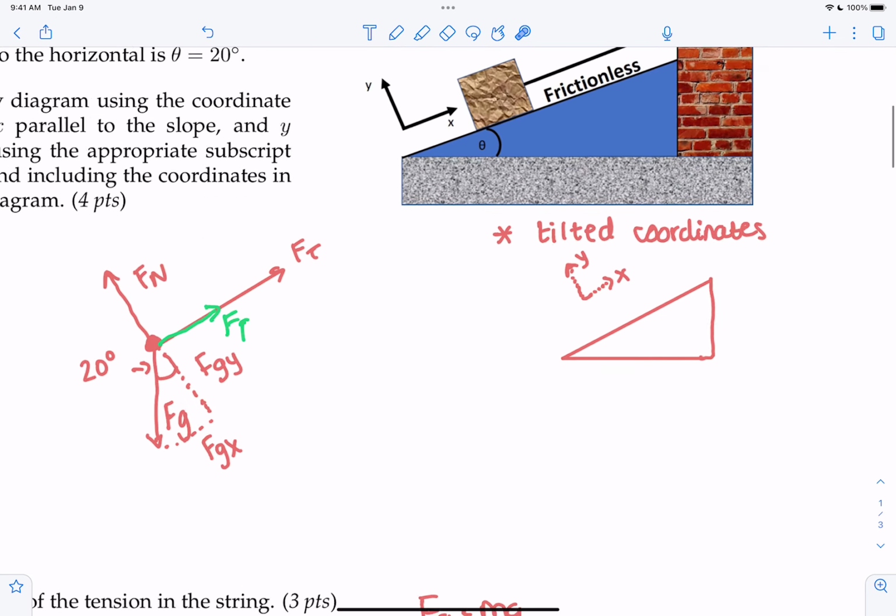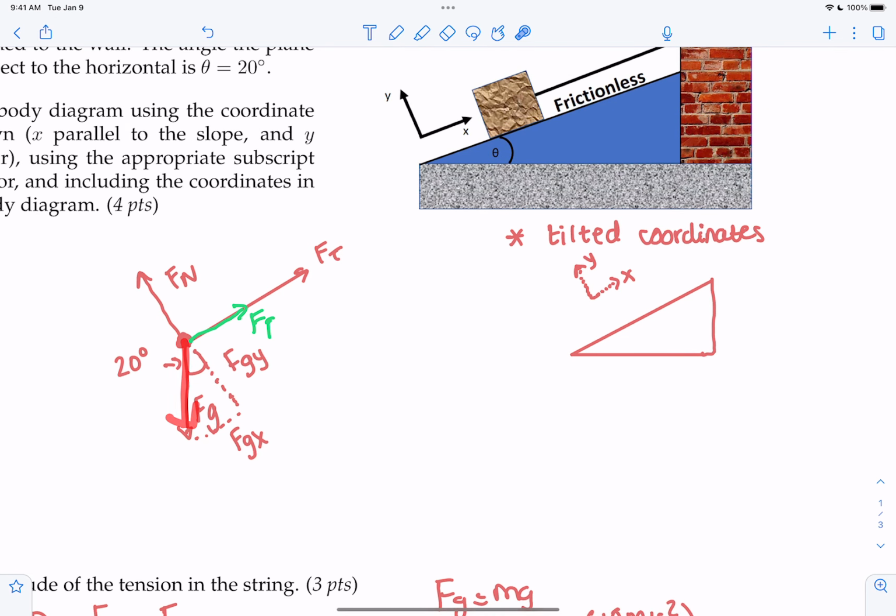Because we can't really define what the direction is per se, because it's kind of in the x direction and the y direction. But in a general context, if we didn't have tilted coordinates, if we were just negative y, positive y on a normal coordinate plane, right? If I were to ask you what the force of gravity is, it would be negative if the coordinates were normal and not tilted.